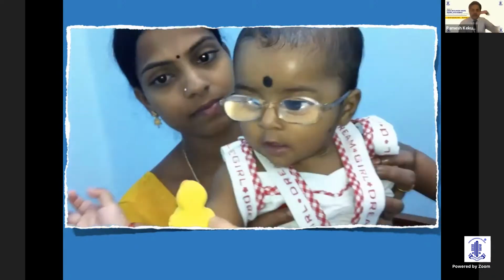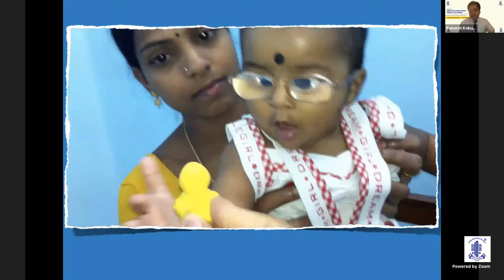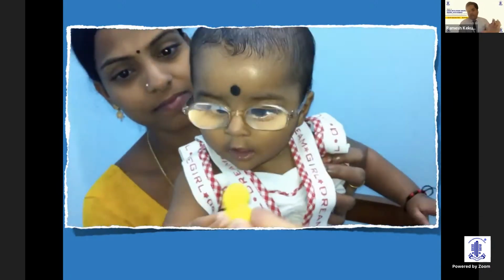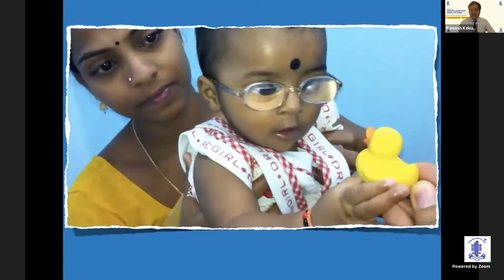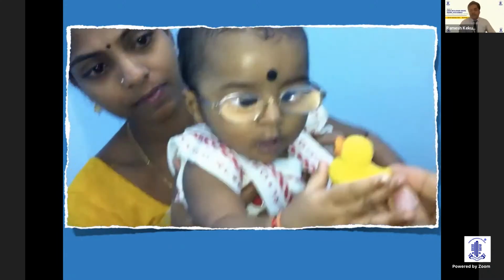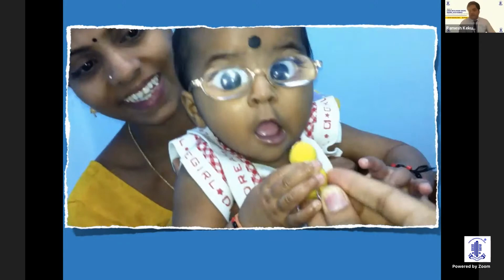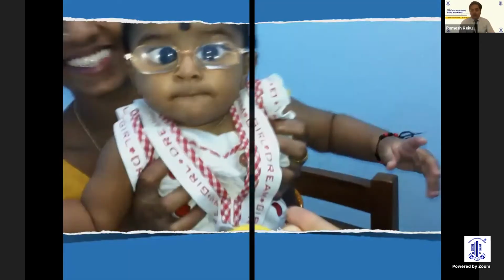Probably you might have to use your thumb as an occluder to see whether there is any preference. Again, we have enough other tests like Teller acuity, Lea paddles and things like that, but this should be more than enough.